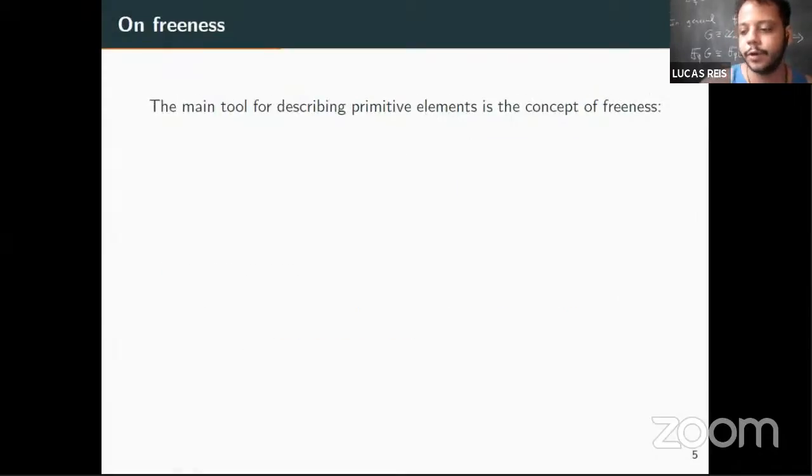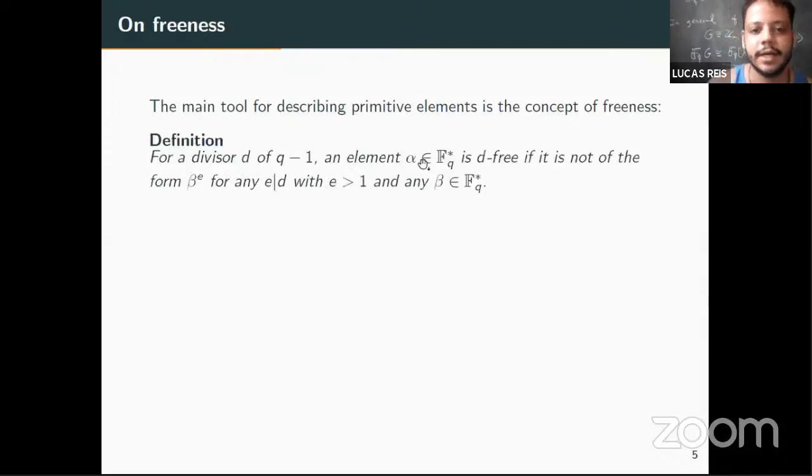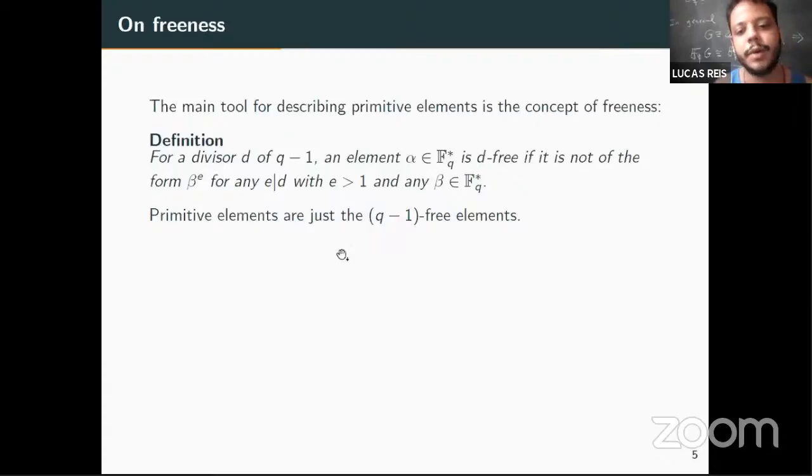Okay, so going to the tools, Alonso also spoke about this. The main tool for describing the primitive elements is the concept of freeness. I will quickly give the definition. For a divisor D of Q minus 1, an element alpha in FQ star is D-free if alpha is not of the form beta to the E for any E dividing D such that E is greater than 1 and beta is in FQ star. From this definition, primitive elements are just Q minus 1 free elements, right? So I'm taking D equals Q minus 1.